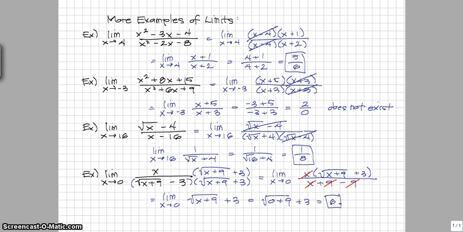So there were 4 quick examples of ways that we can evaluate limits in indeterminate form. Hopefully they're helpful. If you missed any as I rushed through those, feel free to go back and re-watch certain parts of the video, pause where you need to. That's what these videos are for.